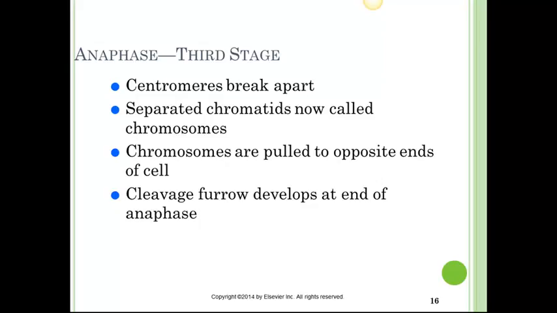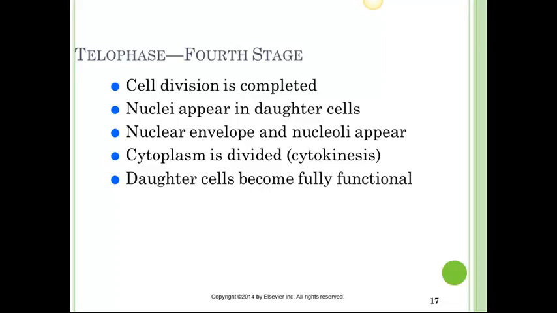In anaphase, centromeres break apart. Separated chromatids are now called chromosomes. Chromosomes are pulled to opposite ends of the cell, and a cleavage furrow develops at the end of anaphase. Telophase is the 4th stage. Cell division is complete. Nuclei appear in daughter cells. The nuclear envelope and the nucleoli appear. Cytoplasm is divided, and the daughter cells become fully functional.